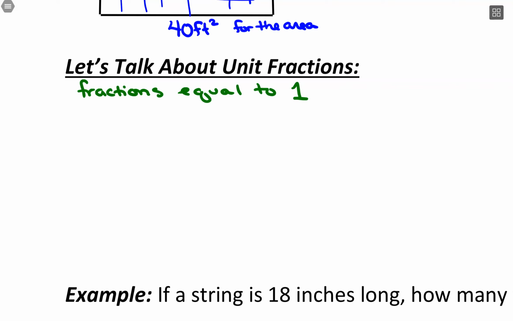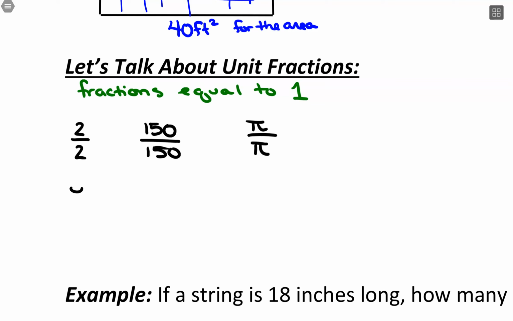So examples would be like 2 divided by 2, 150 divided by 150, pi divided by pi, really where you have the same thing in the numerator and denominator, those are unit fractions there.